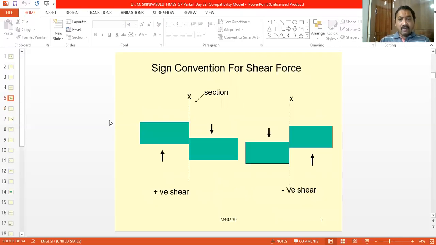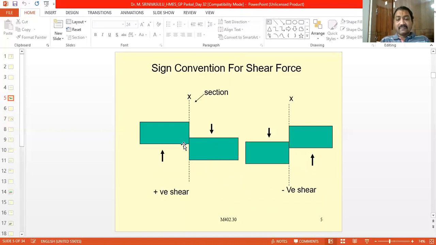So if we come back here, this is a section, and to the right of the section, if the force acts downwards, it is taken to be positive. Similarly, if we say this force, so here what is happening? To the right of the section, this downward force is causing a clockwise movement. So if we come to the bending moment, it will become negative.